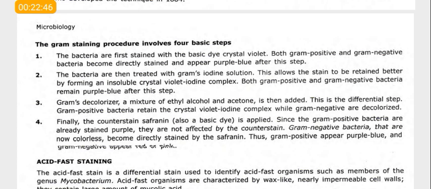But the color remains purple blue. Then Gram's decolorizer is applied, which removes the color in case of gram-negative bacteria, which is again colored with the help of safranin.